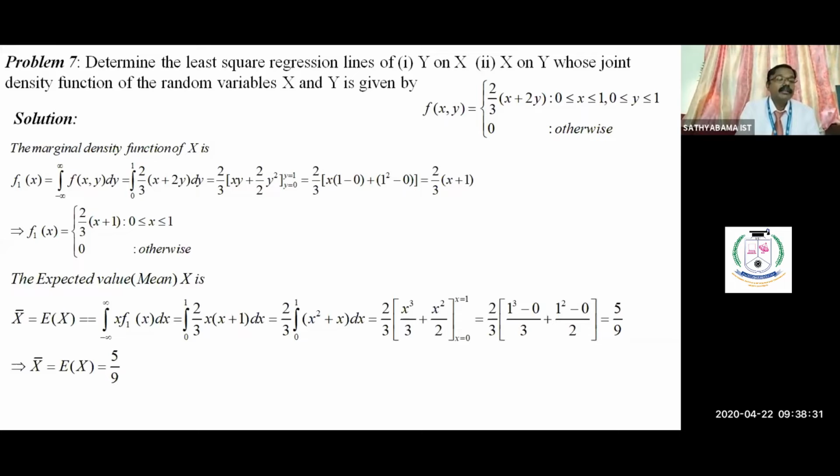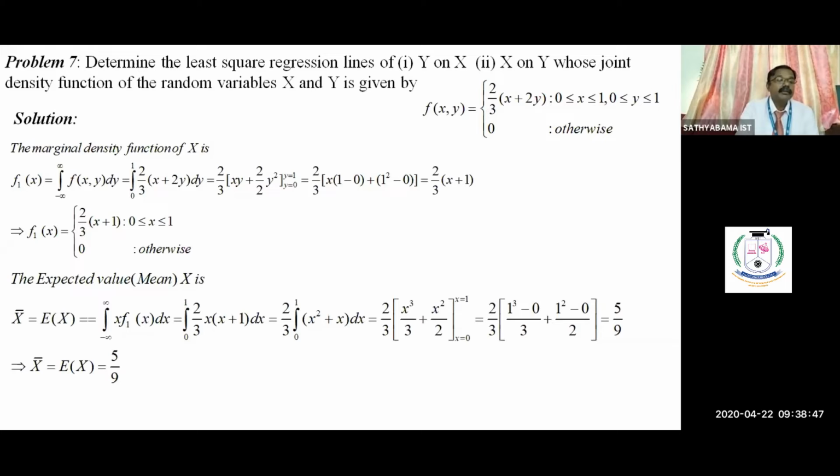In the same way, the next one is how to find the expected value, that is the mean value x bar. E of x, by the formula or by the definition, is the integral from minus infinity to infinity of x into the marginal density of x.